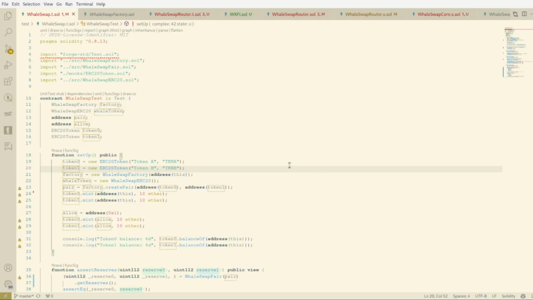I have simulated multiple tests here because simulating tokens and all of the contract deployments is much easier in tests, because you can assume that you have an infinite number of tokens and you can allocate any number of tokens to any pair, any contract as you wish.